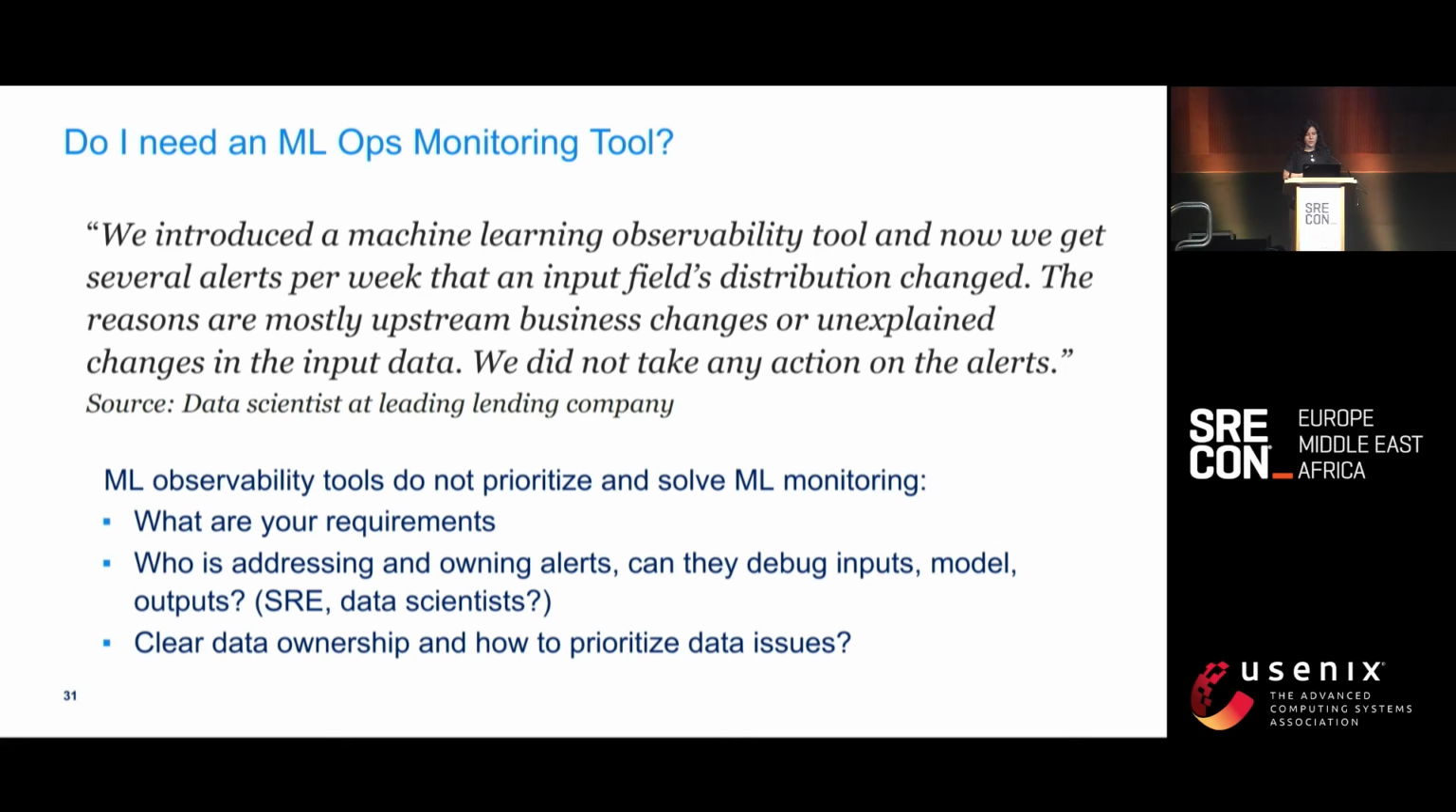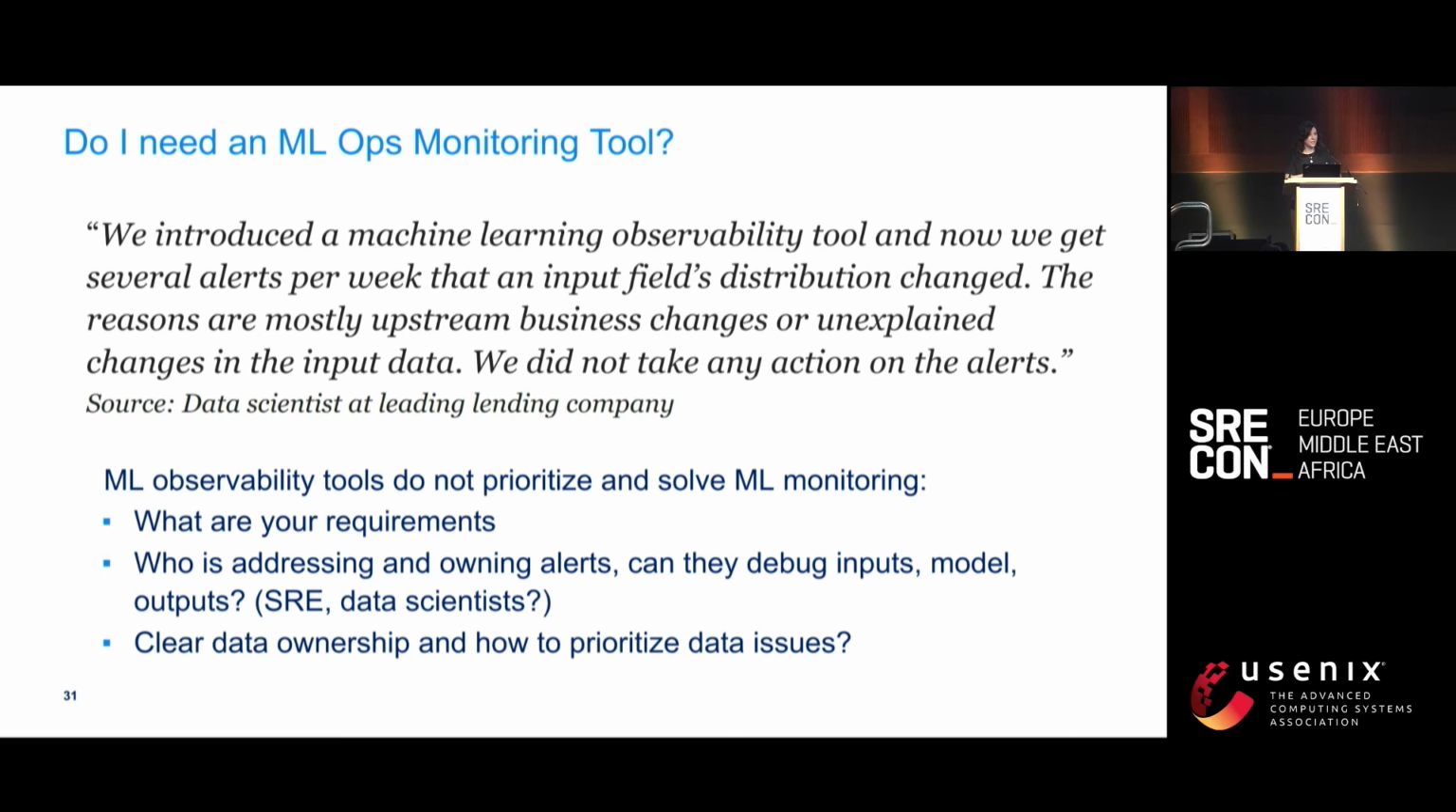So usually it's like, okay, field 3 changed by 20%. So then, okay, please investigate. And then they don't know what caused it. They concluded, well, it's an upstream business change, or maybe it's unexplained because a lot of input data in ML just fluctuates naturally.